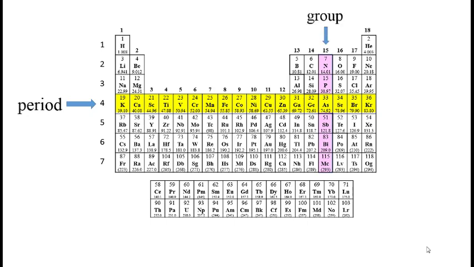There are two main numbering systems for the groups. The more modern one is numbering them left to right from 1 to 18, as shown here. The group starting with nitrogen would be group 15.